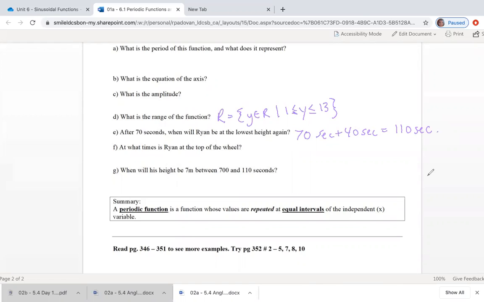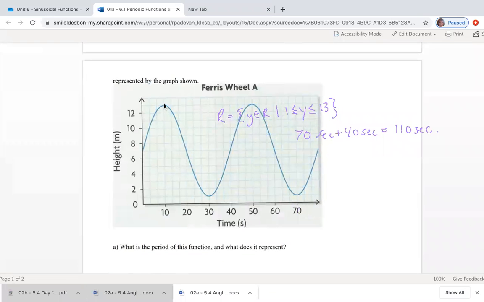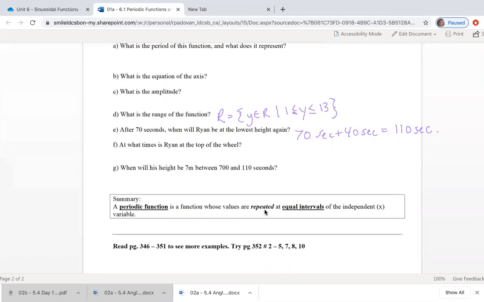At what times is Ryan at the top of the wheel? When is Ryan at the top of the wheel? So let's go up and look. The peak here is at 10 seconds and the peak here is at 50 seconds. So we just simply write that in: at 10 seconds and at 50 seconds.